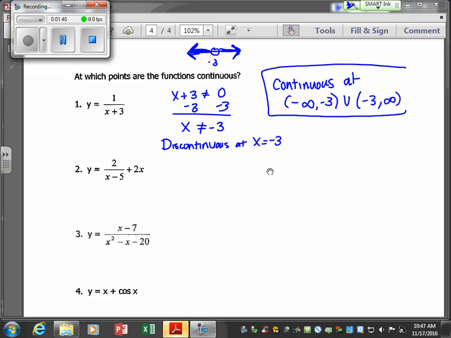So the answer is this. Careful, because if it asks you which points are discontinuous, we would give this solution. If it asks where it is continuous, we would give this interval notation.